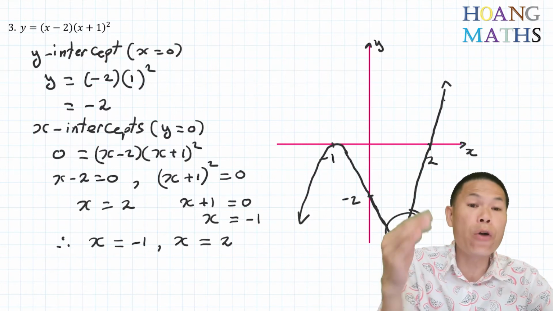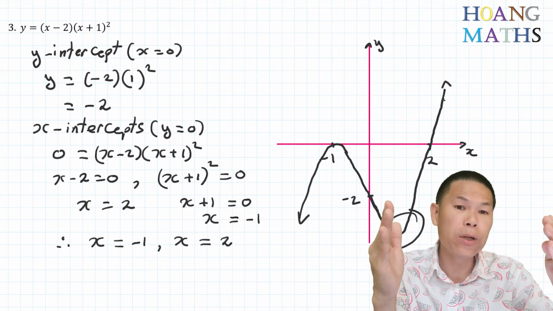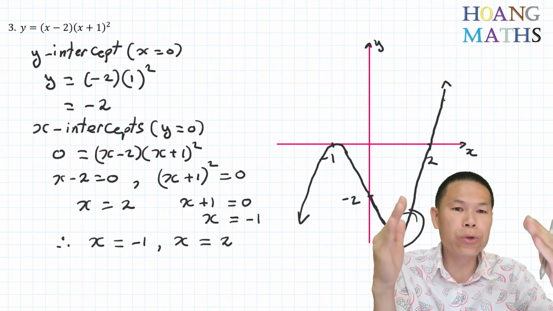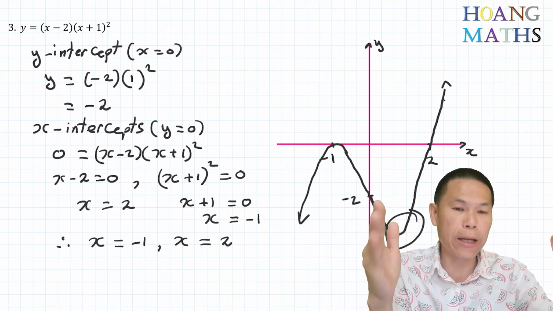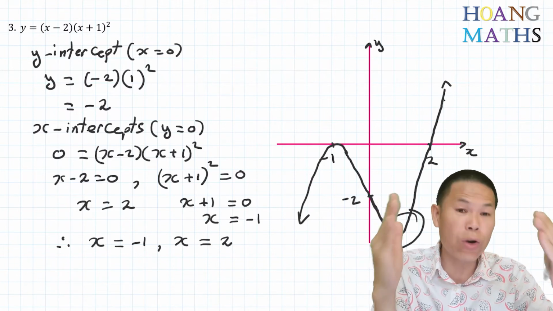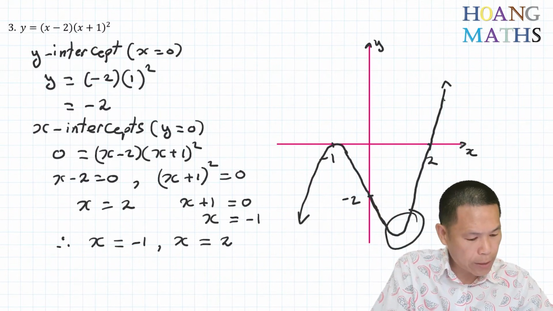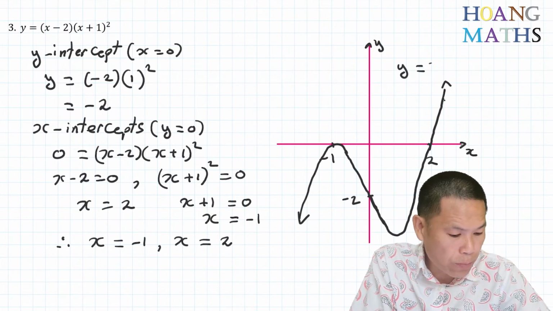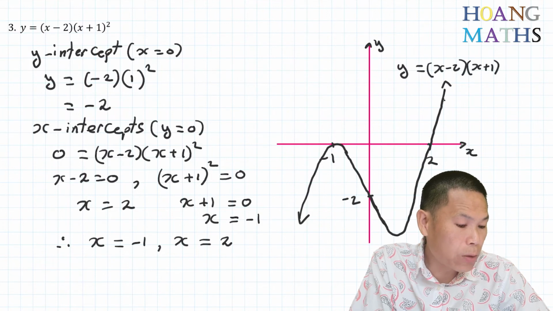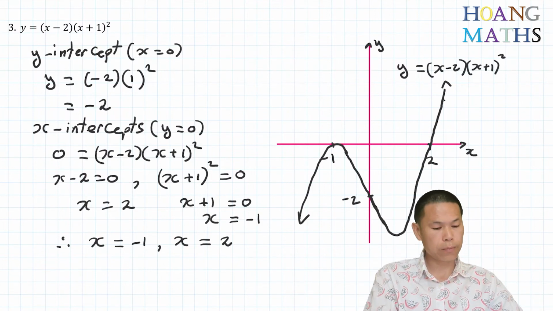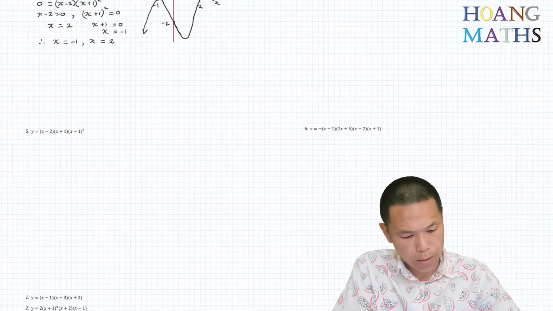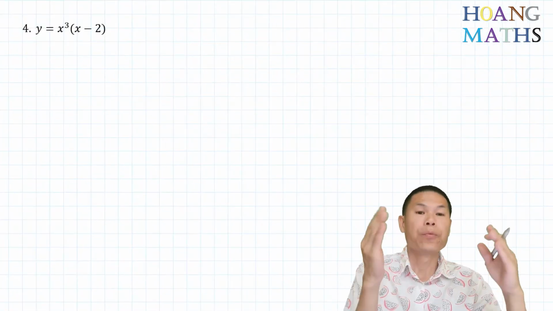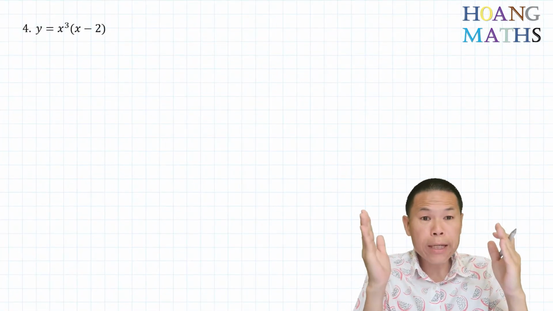Again, we do not worry about the turning point for now because we need to have other skills first before we do that. So at this moment, we just graph like this, okay? So this is it. That is the graph for y is equal to (x minus 2)(x plus 1) all squared. Next one.